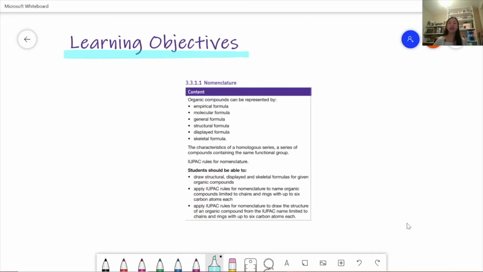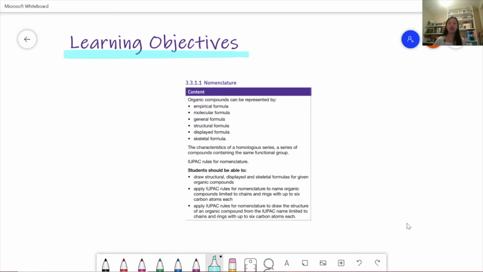Today we're going to be looking at nomenclature. So we're going to be looking at the different formulas for organic compounds, so empirical, molecular, general, structural, displayed and skeletal. And we're also going to look at the characteristics of a homologous series.